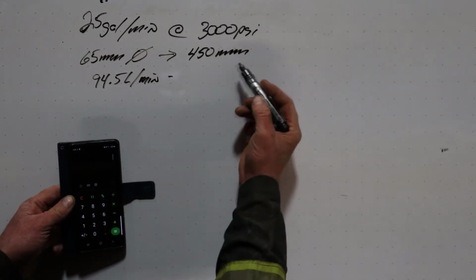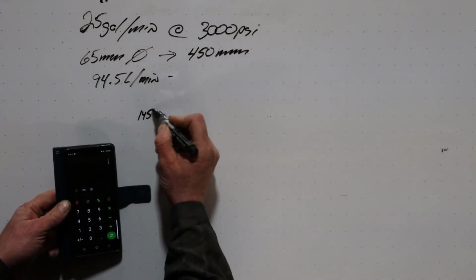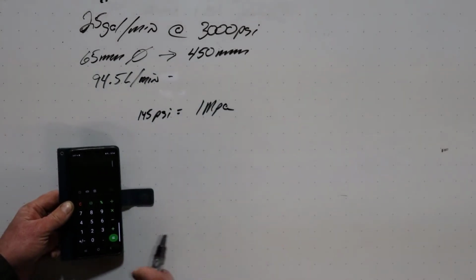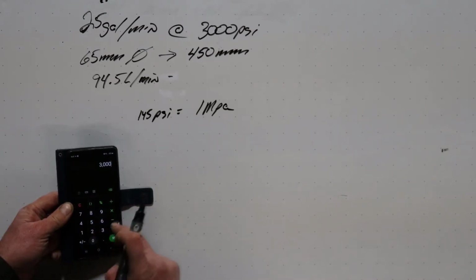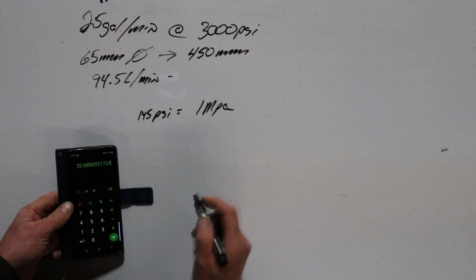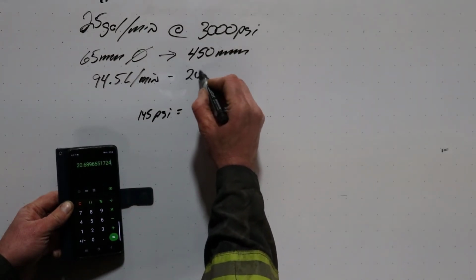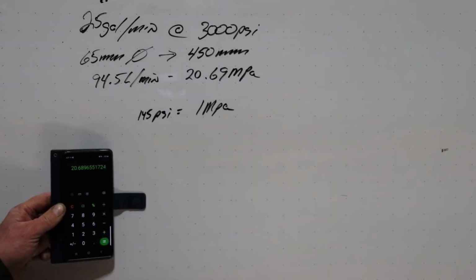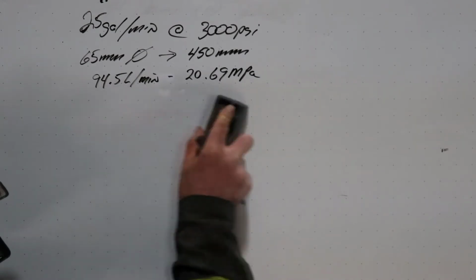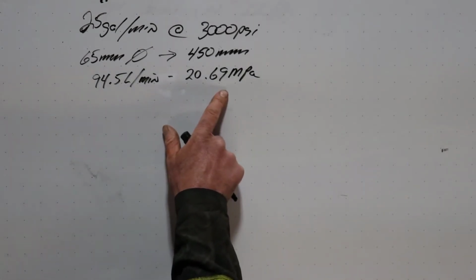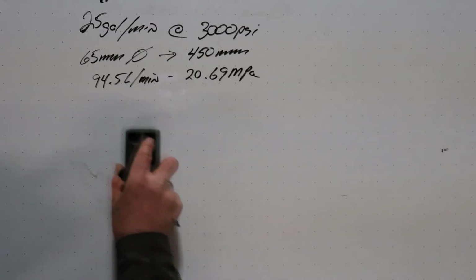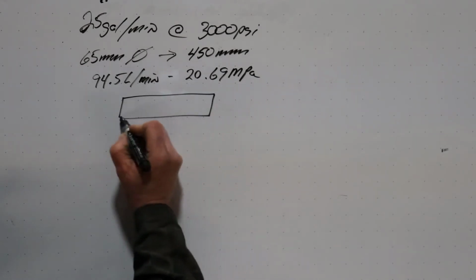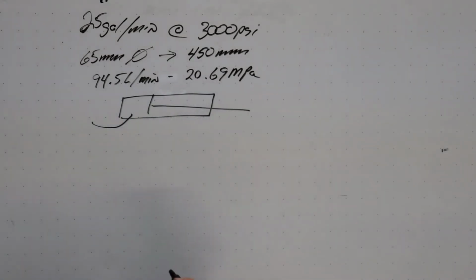PSI, I know 145 PSI equals 1 megapascal, so let's try that. So we'll go 3000 divided by 145 equals 20.69 MPa. And there is the output of my pump. Now in metric, we've got my cylinder diameter. So now we can figure out how much force that cylinder is going to put out when we put the oil into that end.